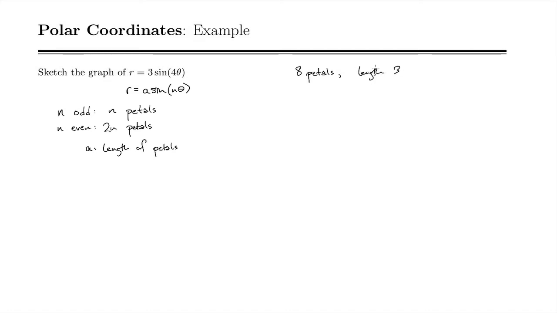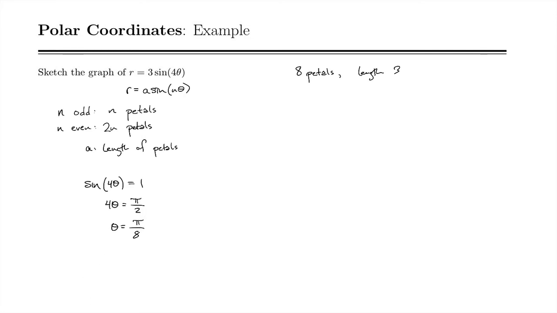All right, now we need to find out the positioning of our petals. We do that by setting the sine of 4 theta equal to 1, because that's when it's the biggest, so that's going to be the location of a petal. The first time that happens is when we're taking the sine of pi over 2. So we need 4 theta to be pi over 2. That means theta is going to be pi over 8.